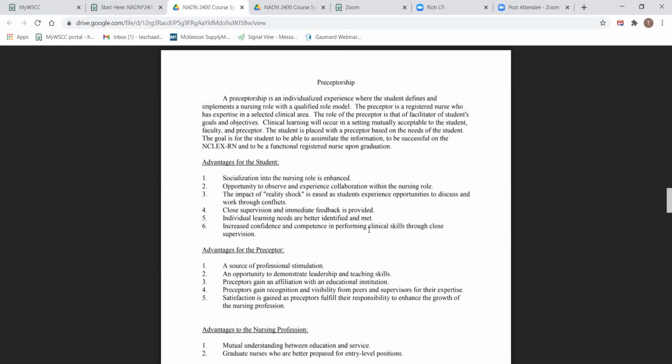A preceptorship is an individualized experience where the student defines and implements a nursing role with a qualified role model. The preceptor is a registered nurse who has expertise in the selected clinical area.